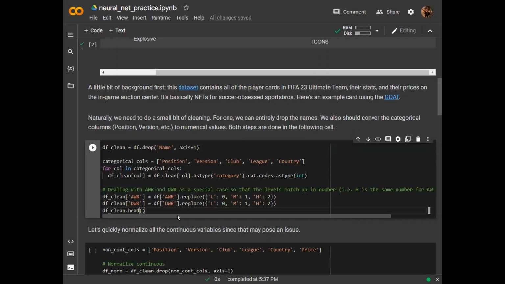So for the sake of interpretability, I do this manually with replace, which I'm assuming someone talked about. If not, you pass in the dictionary and it basically says, okay, anything that has the value L is replaced with 0, M is replaced with 1, H is replaced with 2. So just run that cell blindly. I'm going to do it. Run the cell.